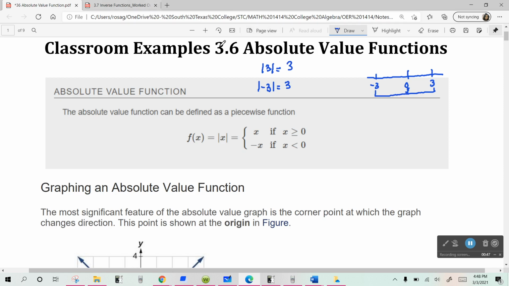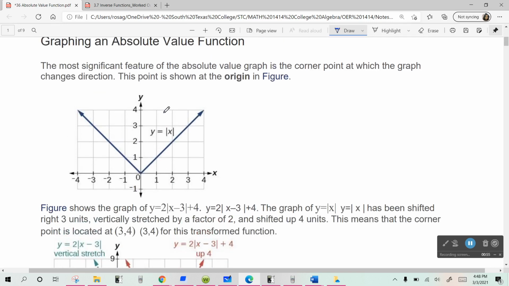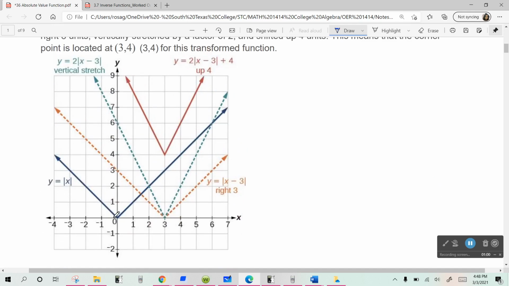Now the function of absolute value is defined like this, and it looks like a V. This is the basic shape. This is where we start. This is your beginning. It's centered at the origin. And then you can move it around using transformations. So this is the basic one here in blue.